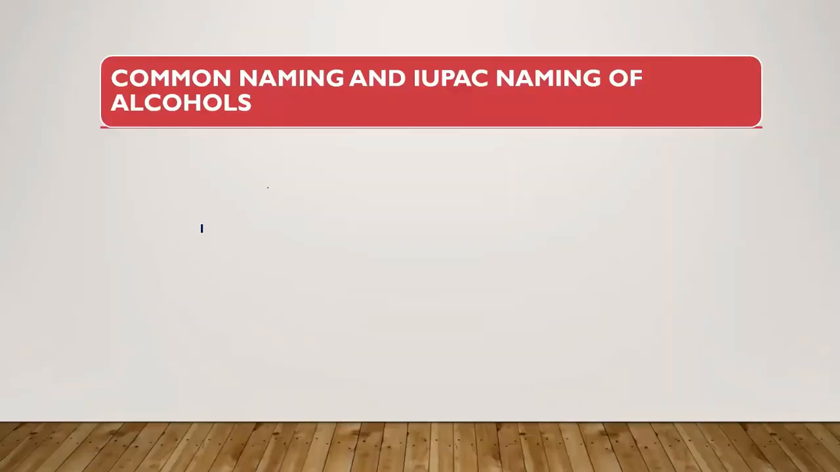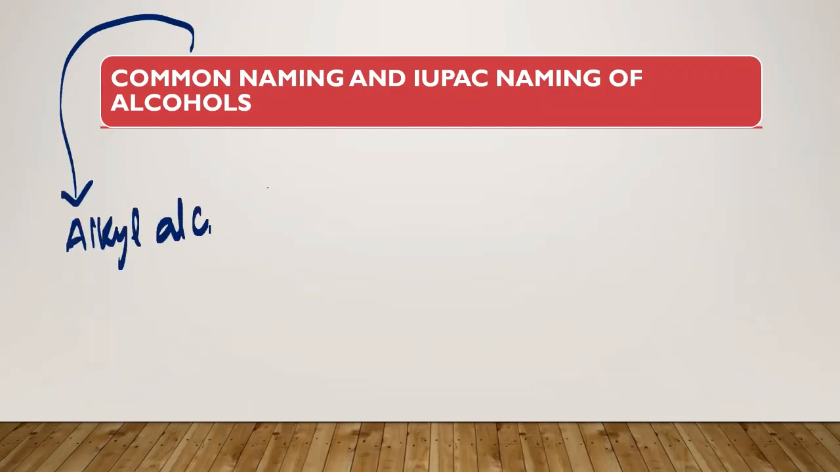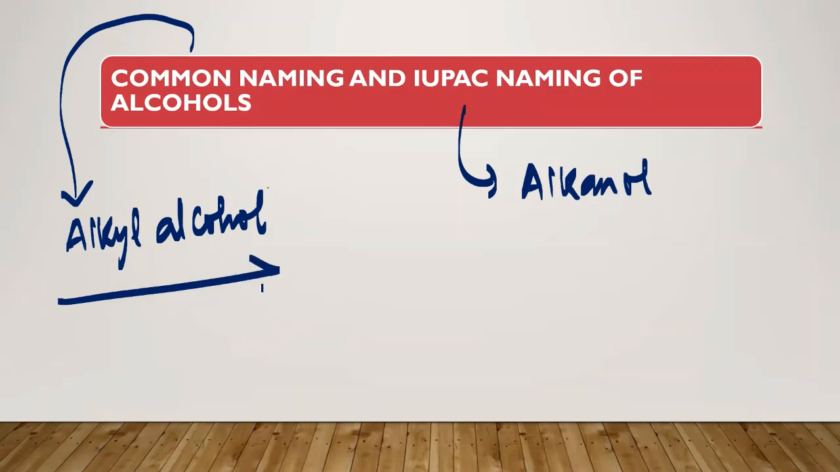Dear students, let's look into the common naming and IUPAC naming of alcohols. First of all, I must tell you what is basically the common name of alcohols. Have a look. The common name of alcohols is alkyl alcohol. This is the common name. And when you look at the IUPAC name, it will be alkanol. So remember these two terms. Alkyl alcohol is the common name and alkanol is basically the IUPAC name of alcohols.